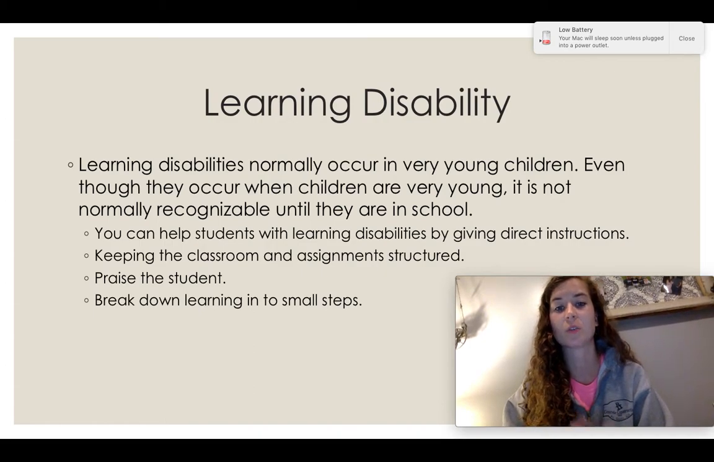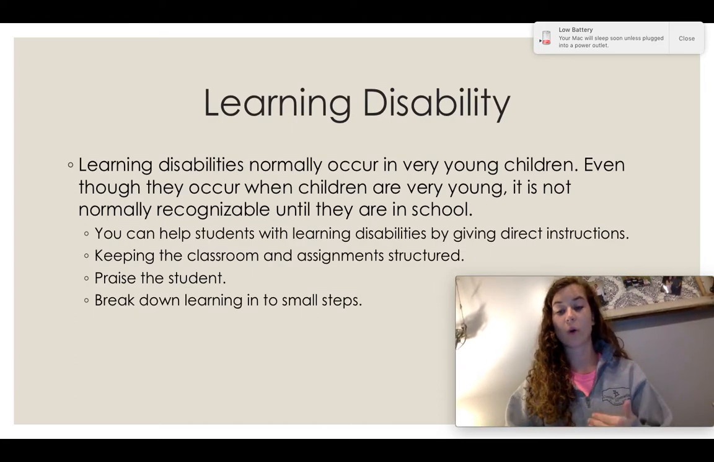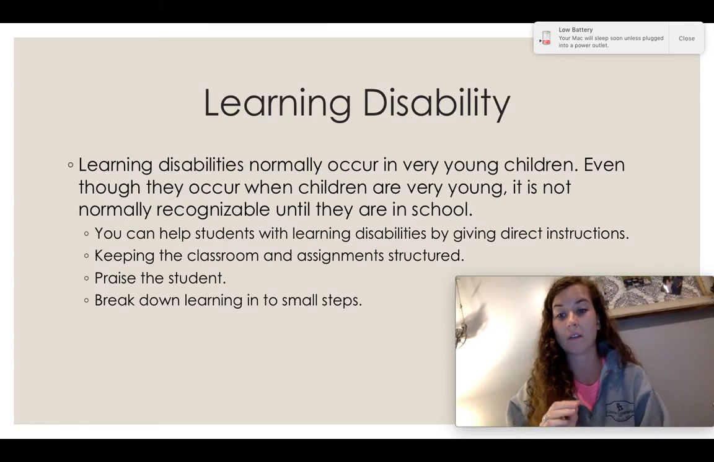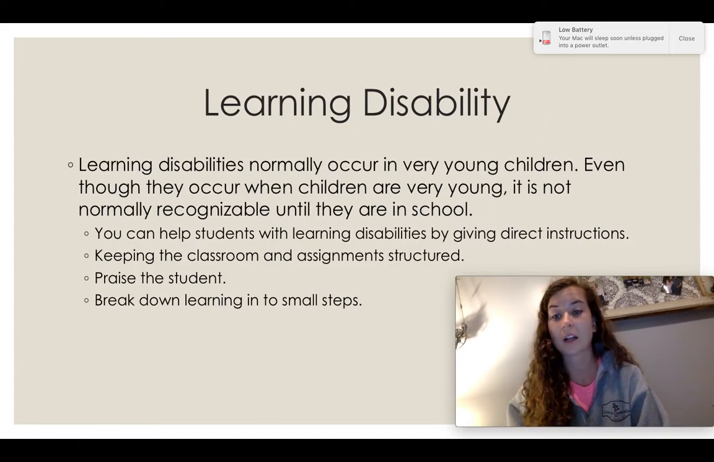Learning disabilities normally occur in very young children. Even though they occur in young children, normally it's not recognized until they are of school age or in school. You can help these students with learning disabilities by giving direct instructions. So you want to make sure that you tell them exactly what you want, how you want it done. Also, keep the classroom and assignments structured.